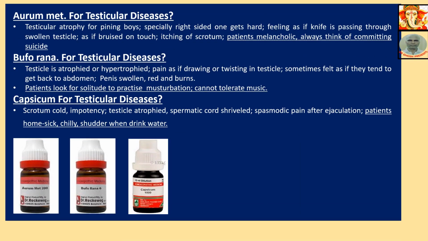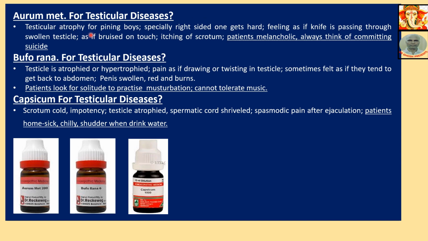Now we are taking remedies. Here in the remedies we have discussed everything, almost all types of disease, atrophy, hydrocele, hematocele, everything. What has come in the picture? 12 medicines. So I have given 12 medicines. Aurum metallicum for testicular diseases.